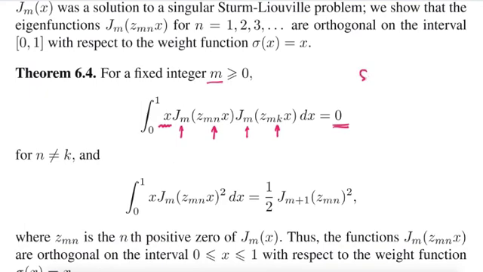Again, let me just relate this to the sine, right? If we had sine of n pi x divided by L, and we had sine of k pi x divided by L, and n and k are different, then these functions are orthogonal.